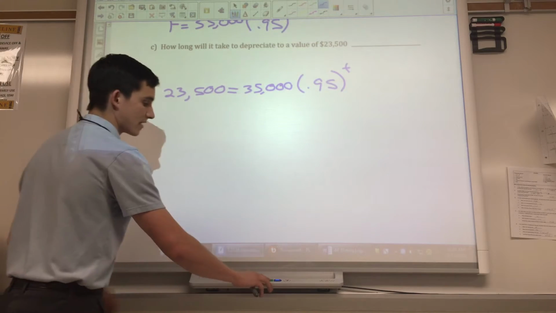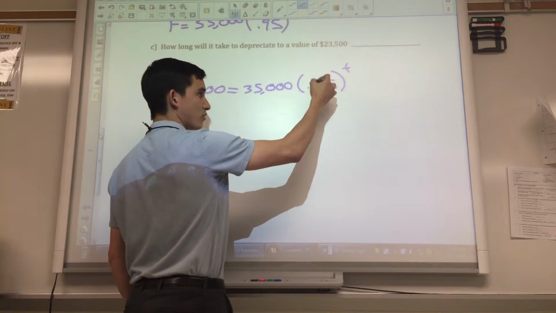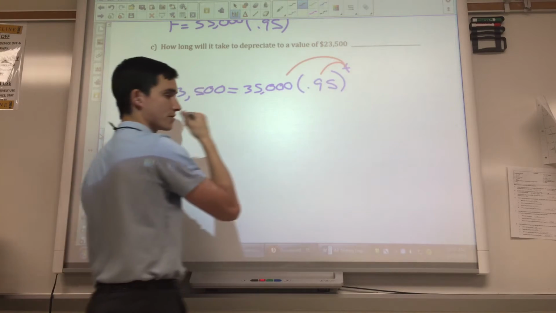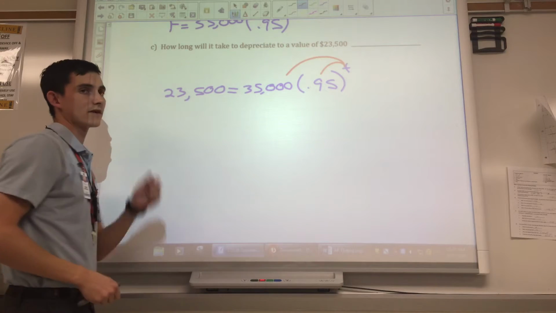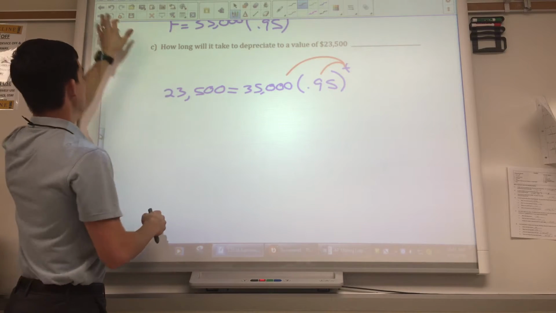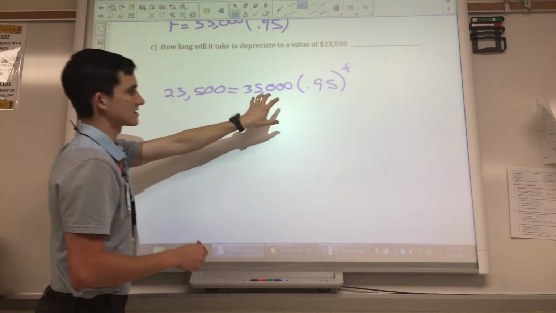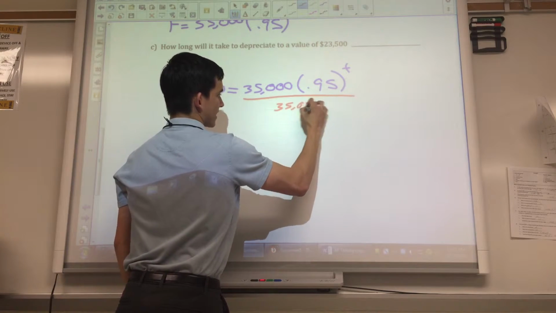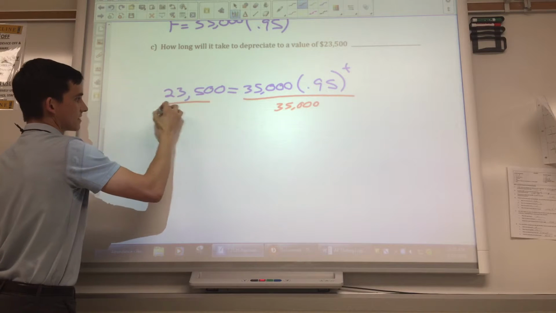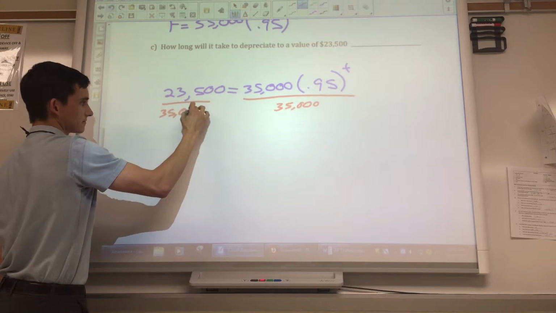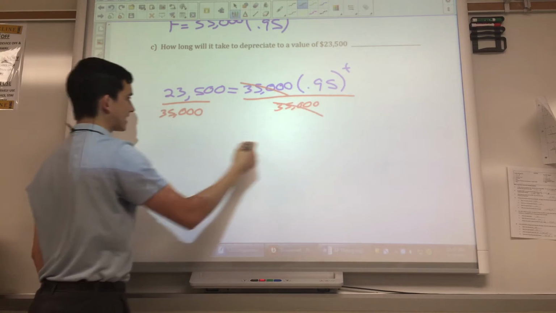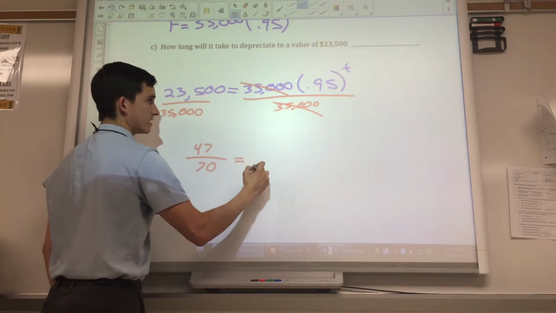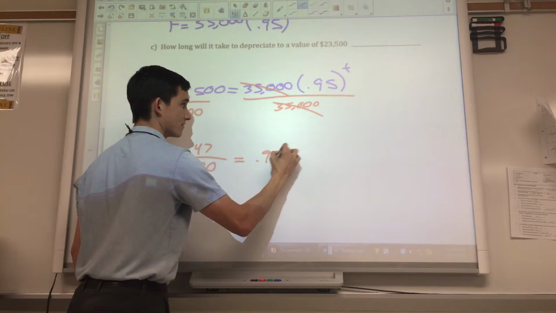Okay, so here's how I would do it. I would begin by realizing that this is 0.95 to the t power. So the t is on the 0.95. It's not on the 35,000. So I'm going to get rid of that 35,000. That's the first thing I'm going to do, by dividing it. 35,000 is being multiplied, so I'm going to divide by 35,000 on this side and this side. What I do to one side, I have to do to the other. So those cancel, and I end up with, if I remember correctly, 47 over 70 equals 0.95 to the t.